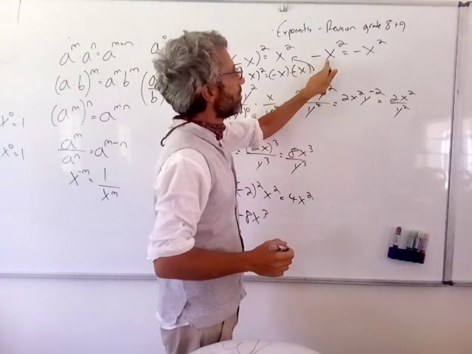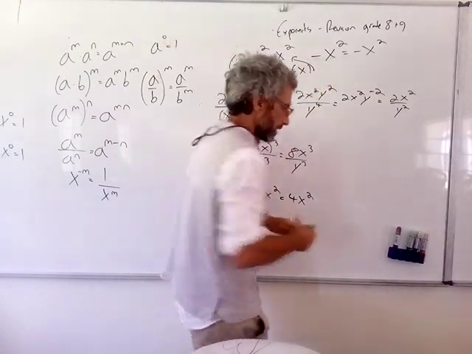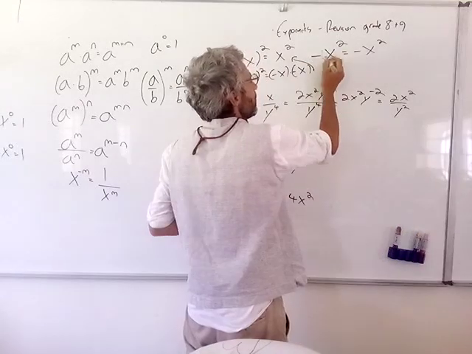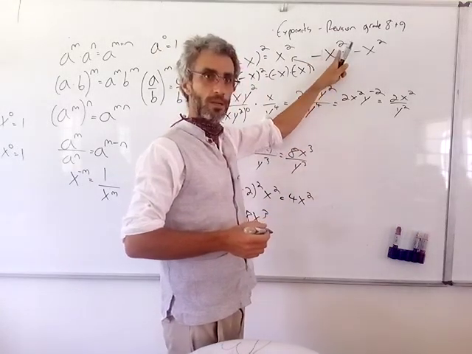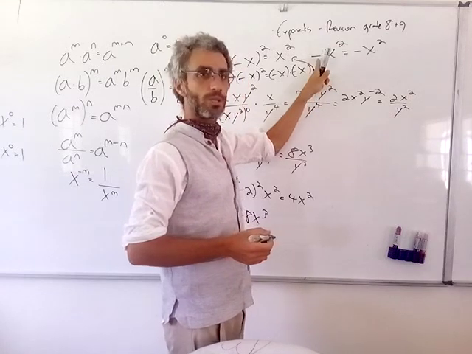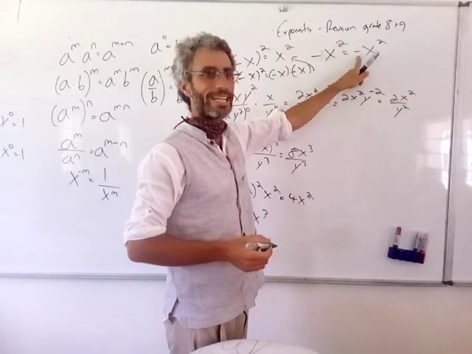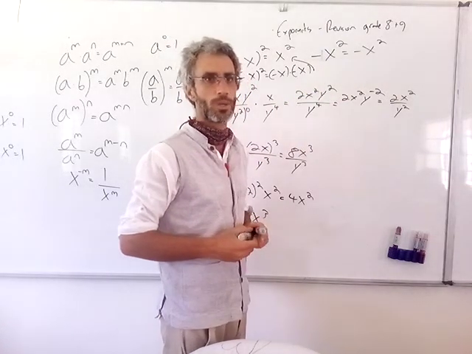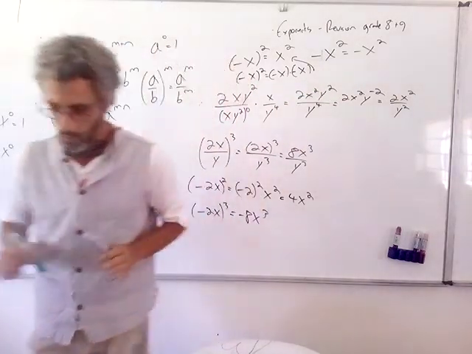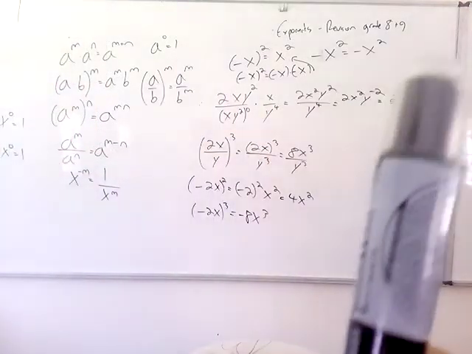Here, I've got the minus 1 hiding. But BODMAS tells me, first of all, you've got to square the x, and then you times it by minus 1. So that remains a negative number. It's x squared times minus 1. It's negative x squared. I'll pause here, and if there are any more issues, I'll help you.